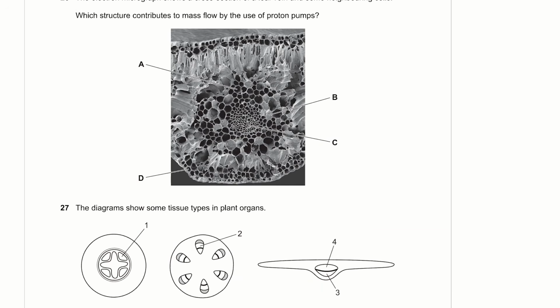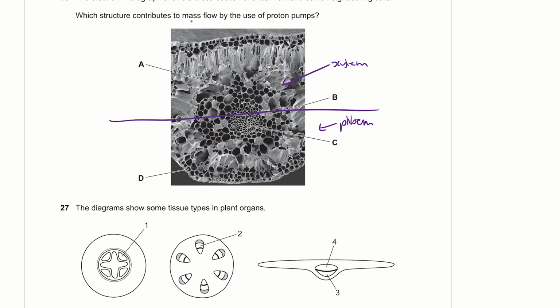Question number 26. The electron micrograph shows a cross-section of a leaf vein and some neighboring cells. Which structure contributes to mass flow by the use of proton pumps? First of all, you have to notice that this is a transverse section through a leaf, and you should be able to locate the positions of the phloem and the xylem in a leaf. Usually, the phloem is located at the bottom, and the xylem is located upwards.